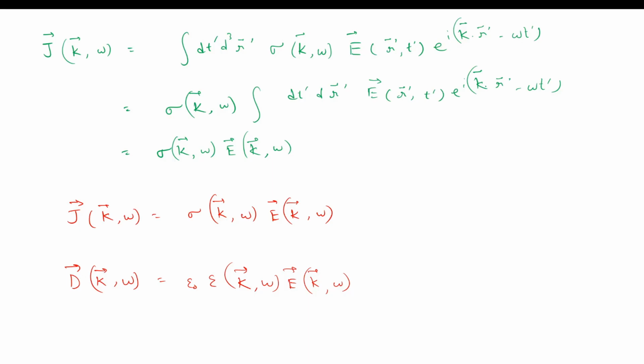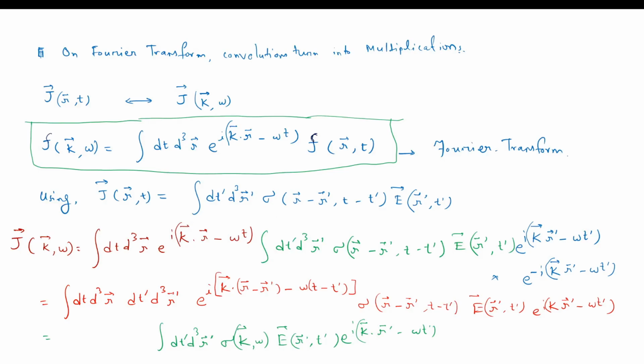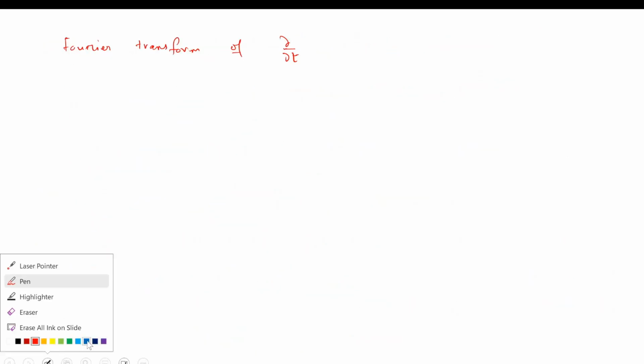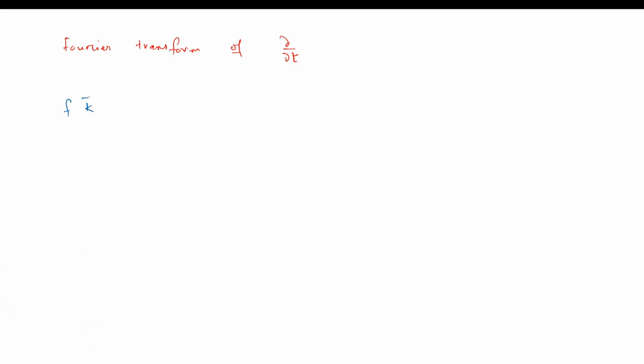Now we have to recognize something about any time domain signal. What is the Fourier transform of a function, for example the Fourier transform of dou by dou t? If we have a function which is differentiated with respect to time, what will it look like in the Fourier domain? The definition of the Fourier transform is this. So let us try to see what we will get. So f of k omega. We want to find the Fourier transform of this particular function.